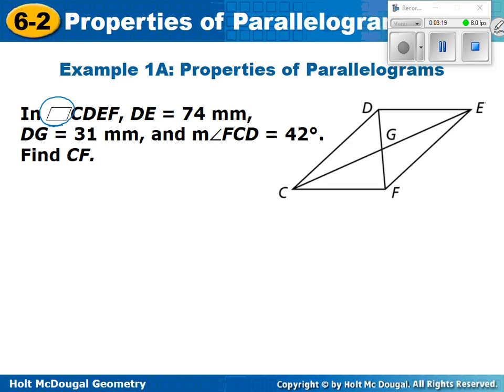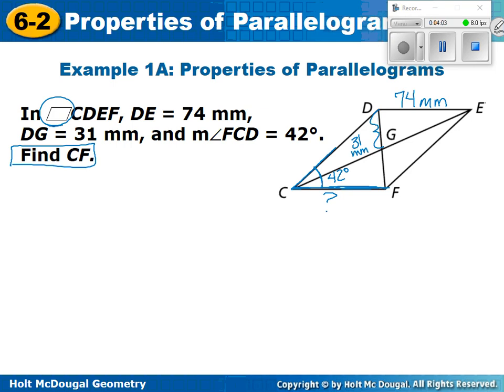So what is this telling me that we have here? A parallelogram. Remember that symbol is going to tell you that it is a parallelogram, and they want us to find the length of CF. So we're looking for this side. They tell us that DE is 74 millimeters, and that DG is 31 millimeters. And FCD, this big angle here, is 42 degrees. If you flip in your notes, you'll see that there are several questions that go with this one picture.